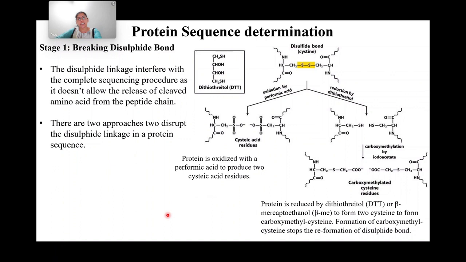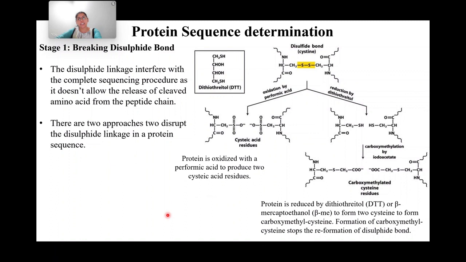So the first thing is you need to break off such disulfide bonds to get to the individual chain level. The very first step, if you want to do any protein sequence determination, is to break the disulfide bond open, as that interferes with the complete sequencing procedure. And to break that off, you have two ways. The first way is to oxidize it with an acid to produce cysteic acid residues. So you break open the sulfur bond here, and because you have an acid, you add these OH groups to them, and they become cysteic acid groups.